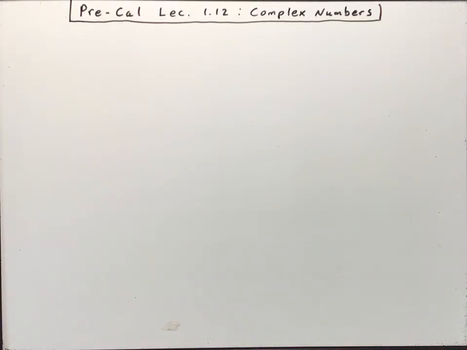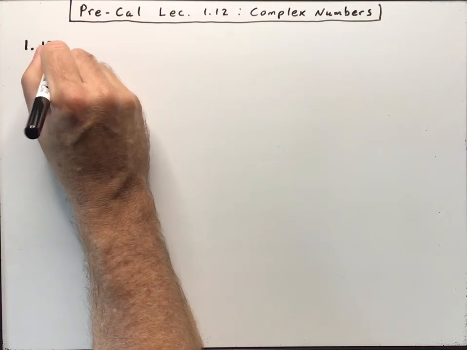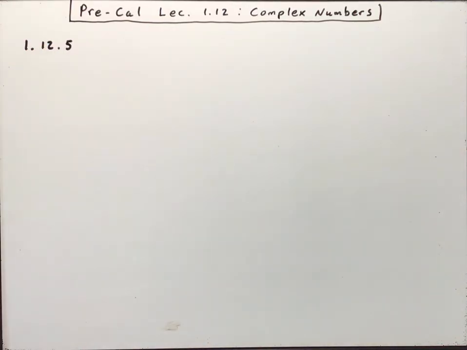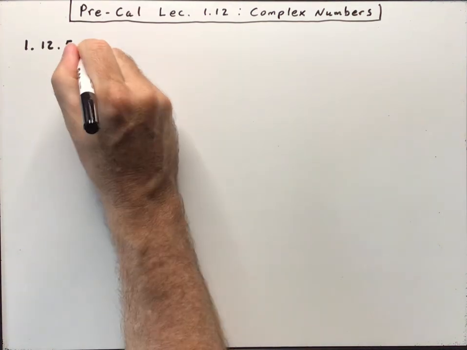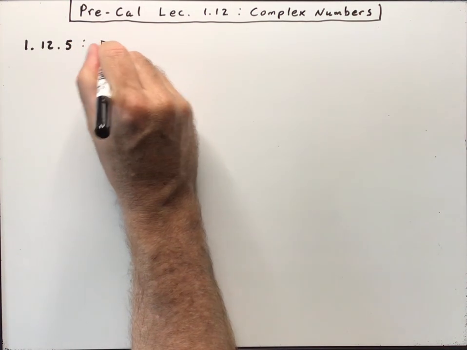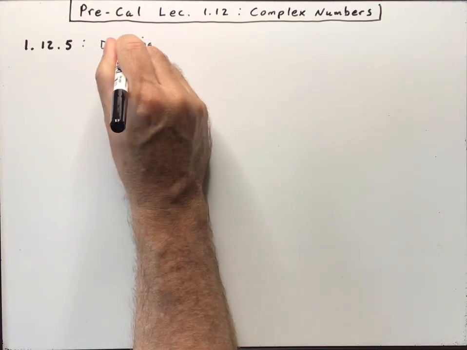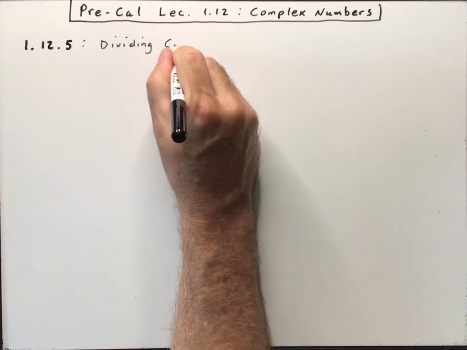I may need to get me a new marker. We'll see here. So let's do 1.12.5. Yeah, that one is smushed. Sometimes these new markers take a minute to get dark, but dividing complex numbers.